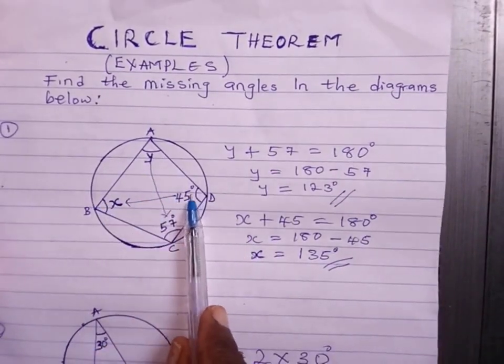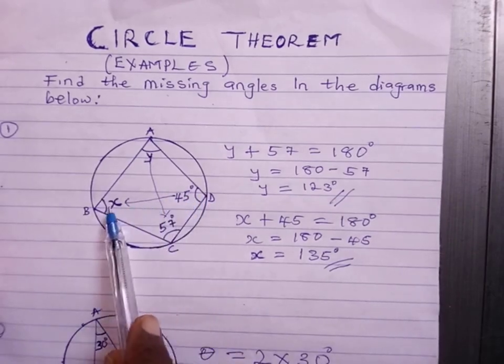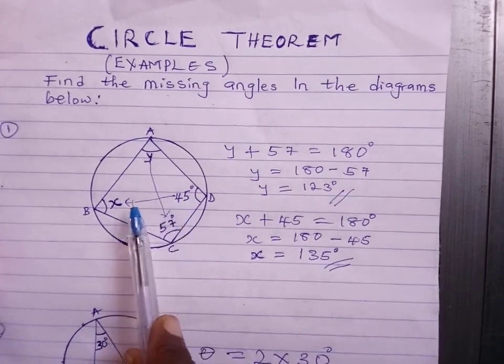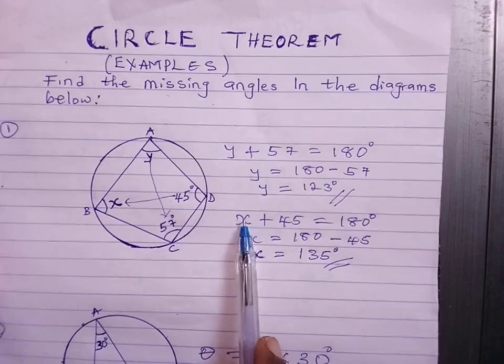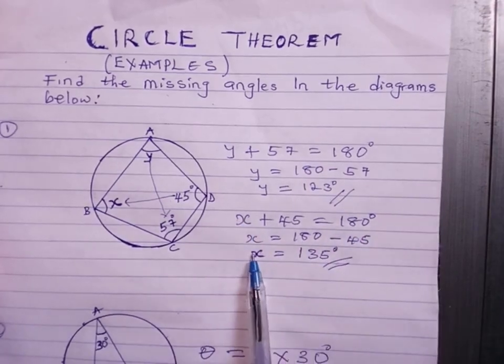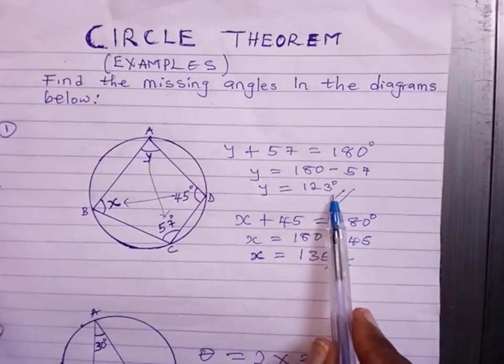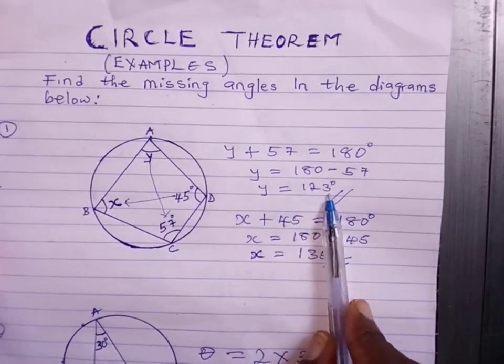Likewise, 45 degrees and x are opposite angles, so their sum is going to be supplementary, meaning it's going to be equal to 180. So we established that x plus 45 equals 180 degrees. So we're able to find the value of x to be 135 degrees, and the value of y, we got it to be 123 degrees.